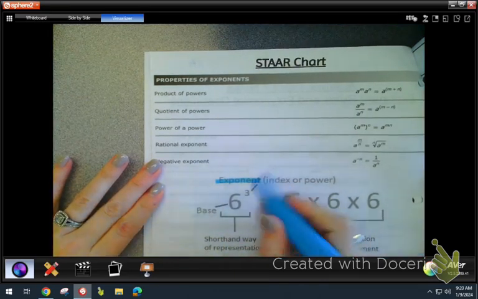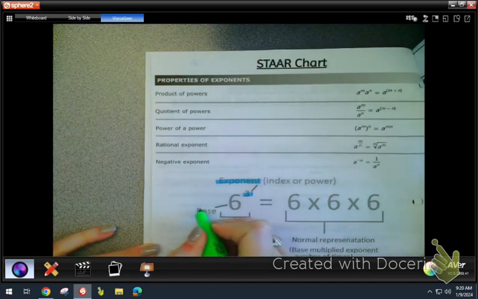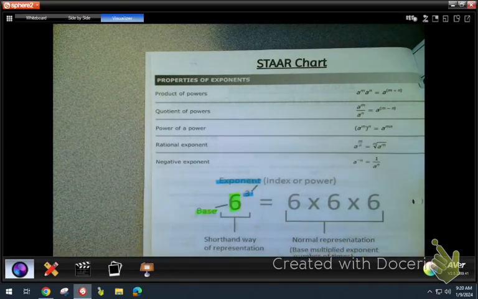It's a tiny number right there. It's kind of like floating up. It tells you how many times your base is multiplied. Okay, then you have your base, which your base can be a number like it is here. Here my base is 6. But your base can also be a letter. It can be any letter, a variable, okay?